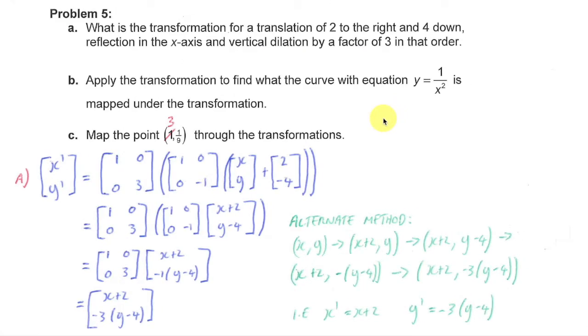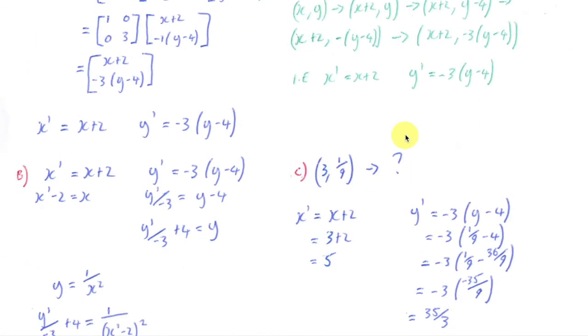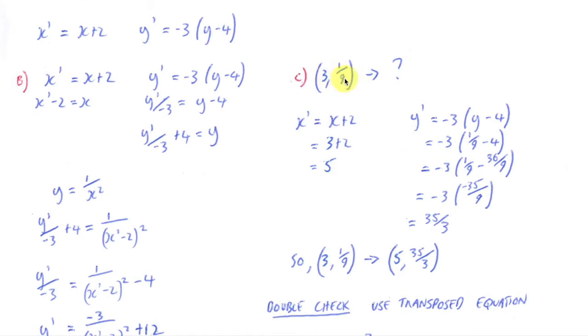All right, in part C here, we need to map the point 3, 1 ninth through the transformations described. So this point here, 3, 1 ninth, is a point that is originally on this graph. Given all the transformations, where is that point going to move to? Please note the change there. It should be a 3, not a 1. So this point is going to become what?